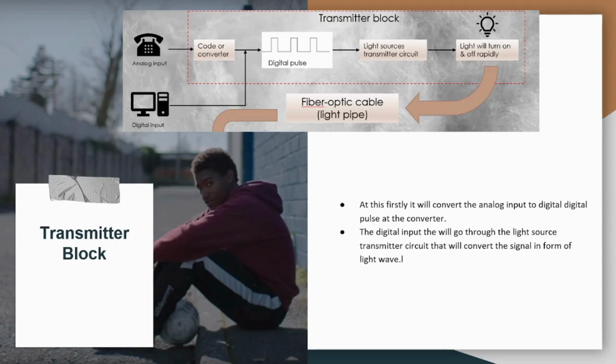Now I will explain about the methodology part. The methodology part consists of three parts: the transmitter block, the fiber optic cable, and last one is the receiver block.